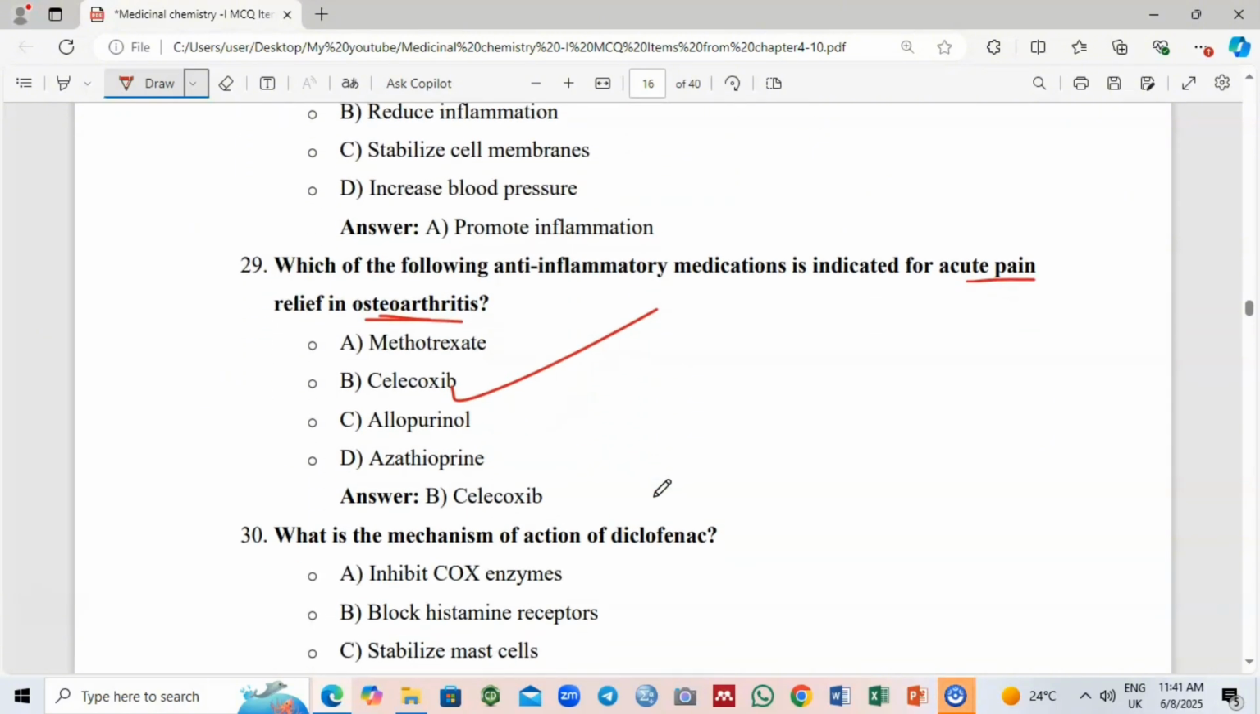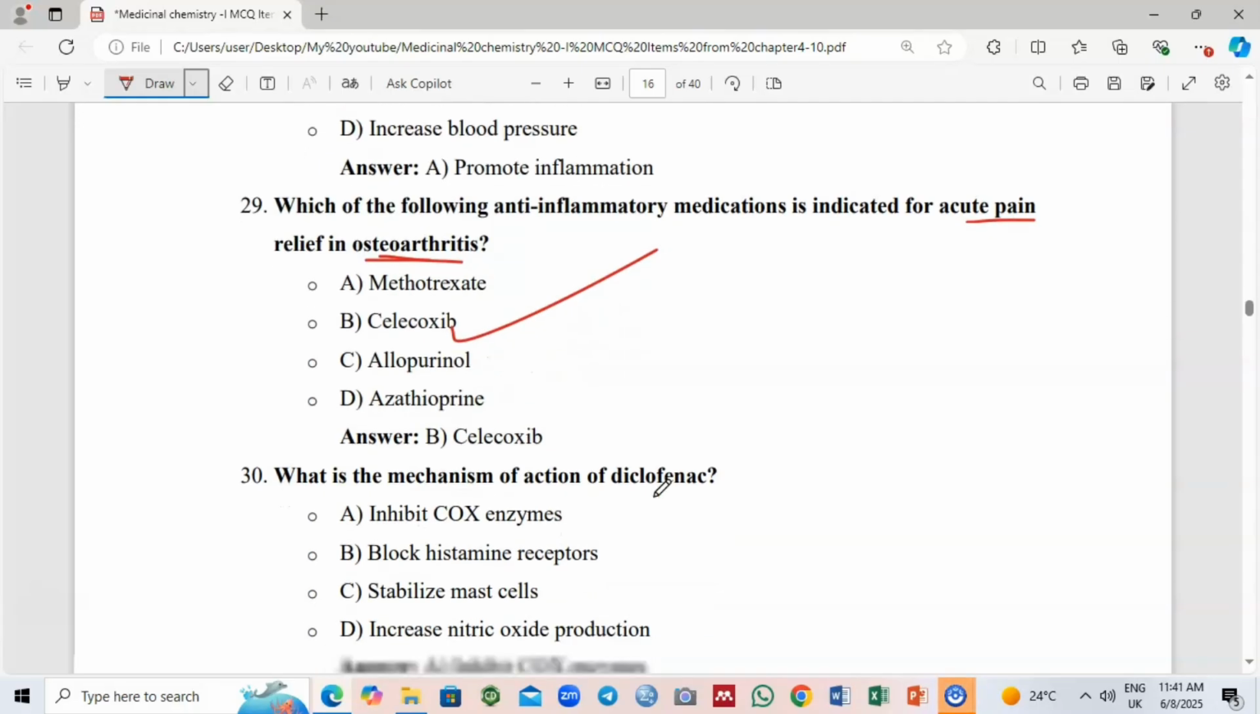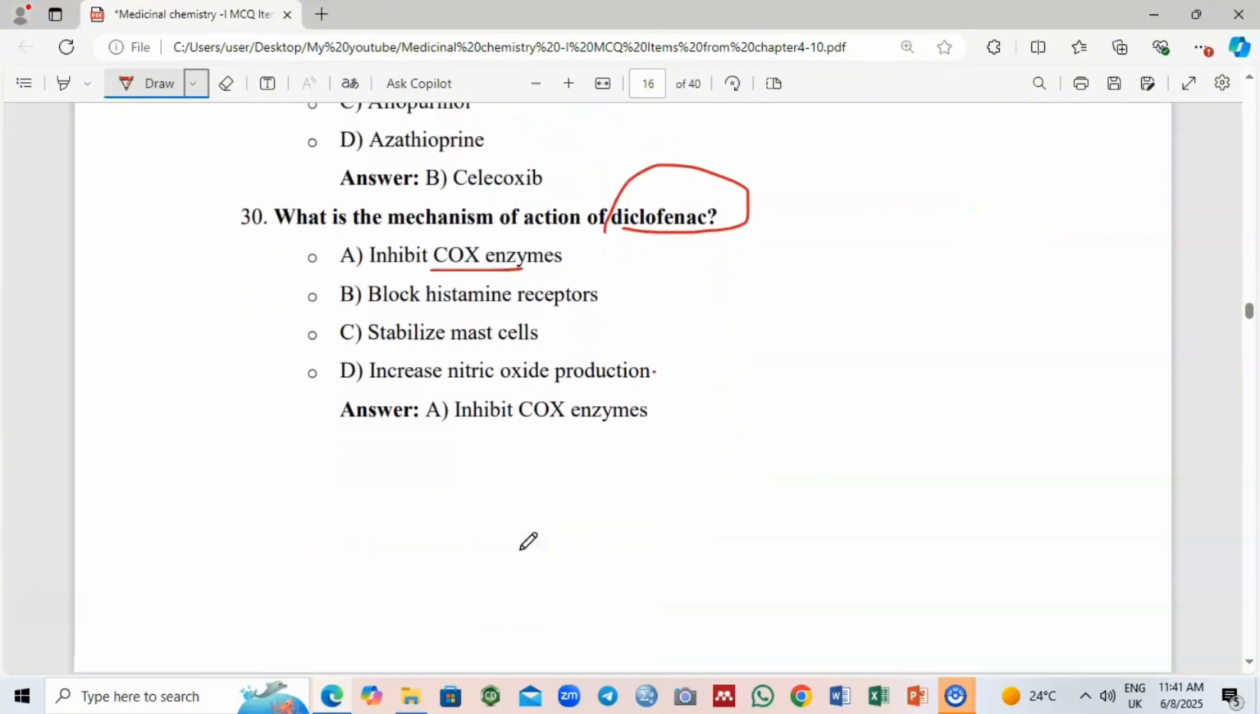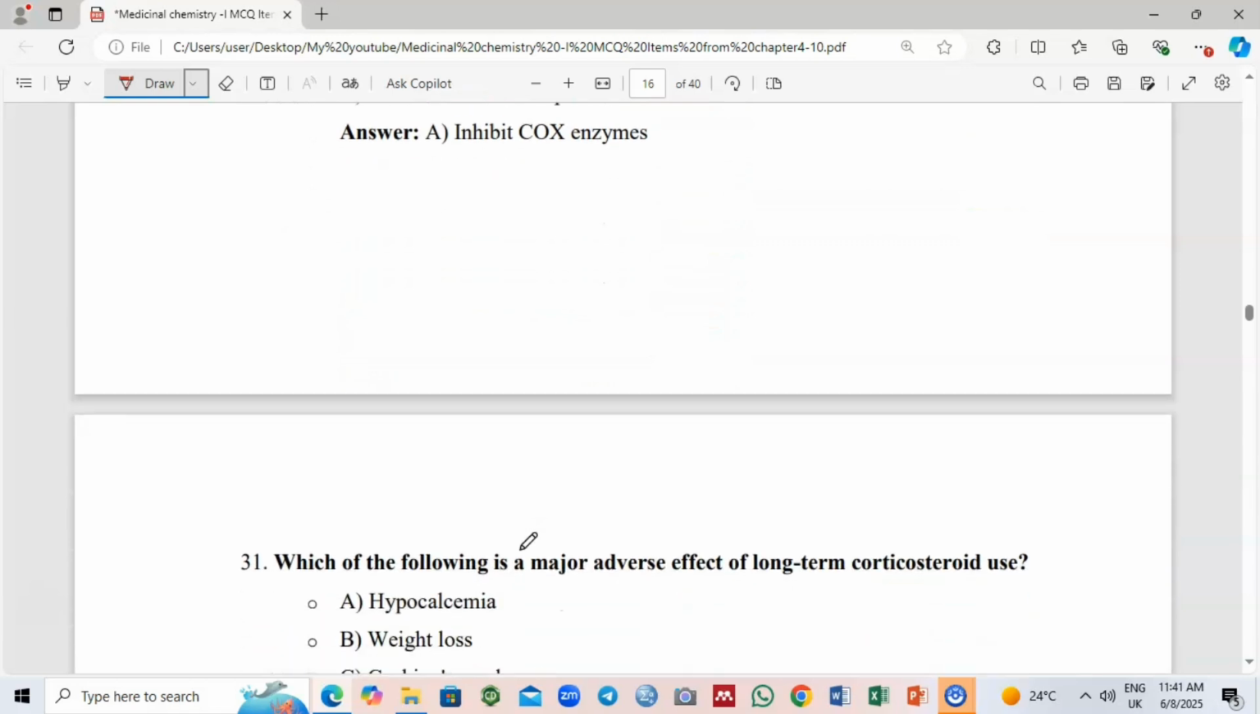Question number 30. What is the mechanism of action of diclofenac? A. Inhibits cyclooxygenase enzyme. B. Block histamine receptor. C. Stabilize mast cell. D. Increase nitric oxide production. So diclofenac is a class of anti-inflammatory drug which can be associated with COX enzyme inhibitors. So it is a cyclooxygenase inhibitor.